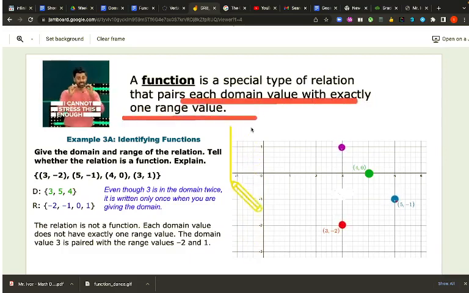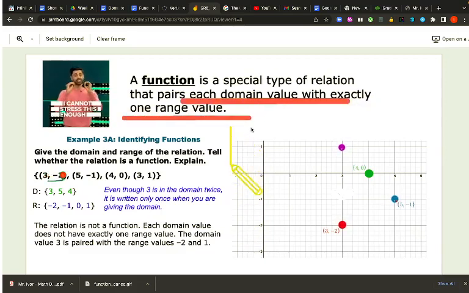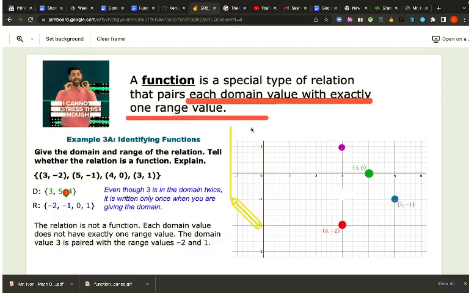And then, of course, you have to explain why you say it's a function. So here we have the values (3, -2), (5, -1), (4, 0), (3, 1). So the domain, like we said, is just the x values: 3, 5, and 4. The range are just the y values: -2, -1, 0, and 1.